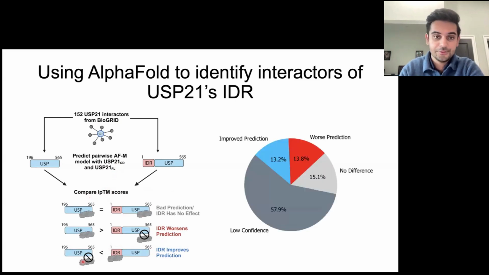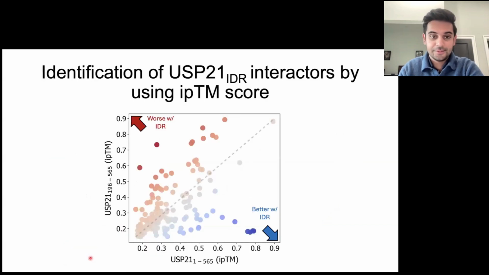And so out of the 152 interactors that I screened, I found that only 13% of USP21 interactors had an improved IPTM score with the full-length USP21 over just the catalytic domain alone. And so I'll walk you through what this data looks like.